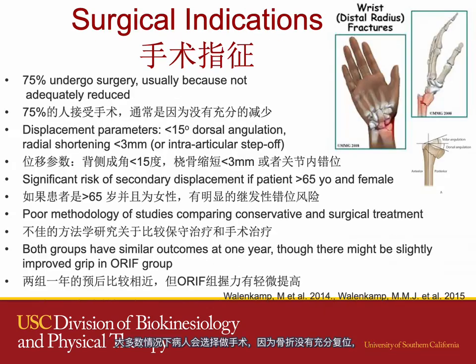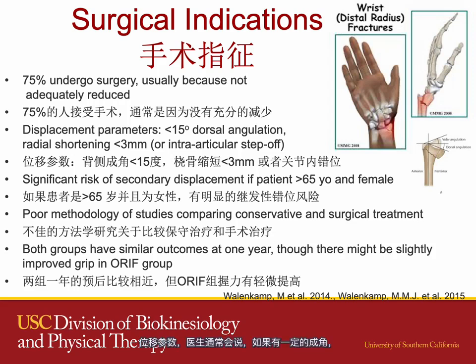So they're going to choose to do surgery. And most of the time that's going to happen because the fracture was not adequately reduced. So again, it's not in the best position. And so you can see in that picture on the far right, that's a situation where you're not going to get union. You're not going to get a good alignment unless you do surgery.